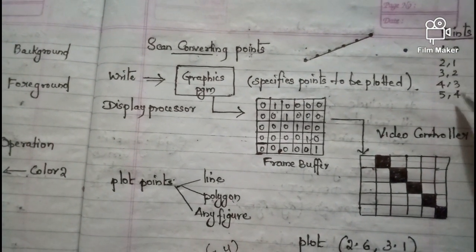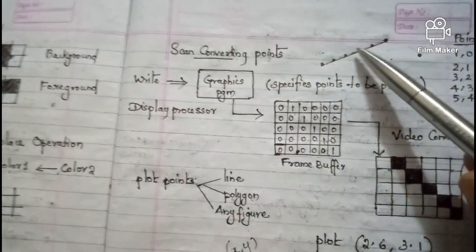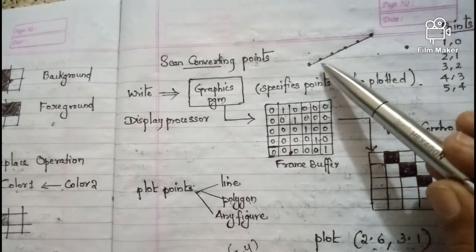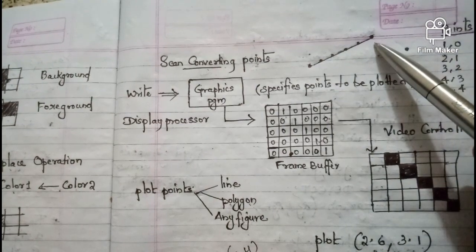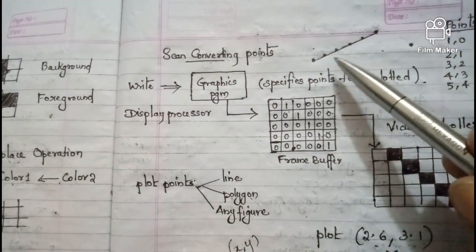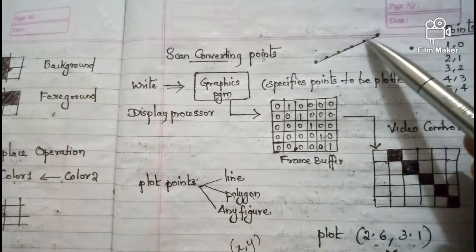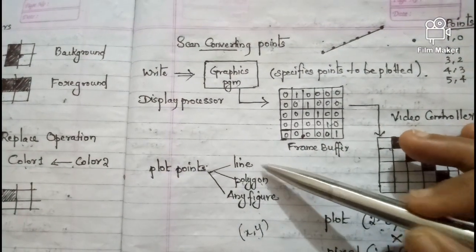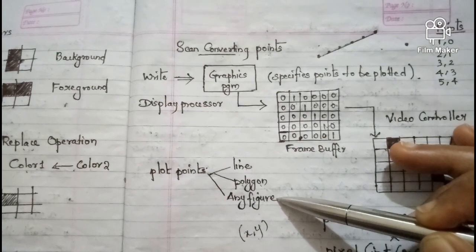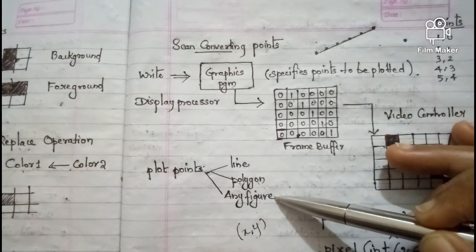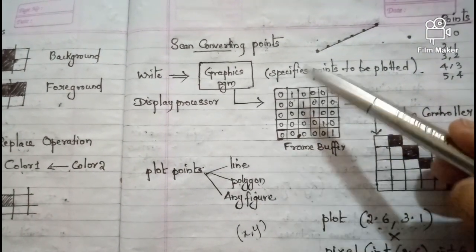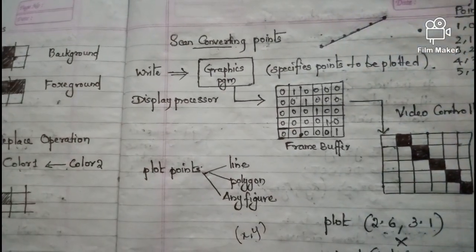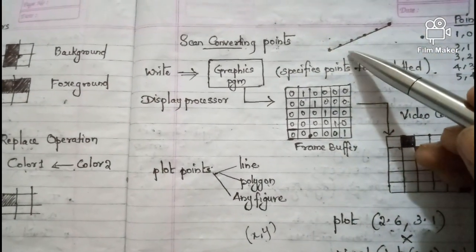When these points are plotted one by one on the screen, you will get a line drawn on the screen. So in this way, using a sequence of dots, you can draw any picture. It may be a line or a polygon or any figure, because any picture drawn on the screen is a collection of dots, or a collection of points.